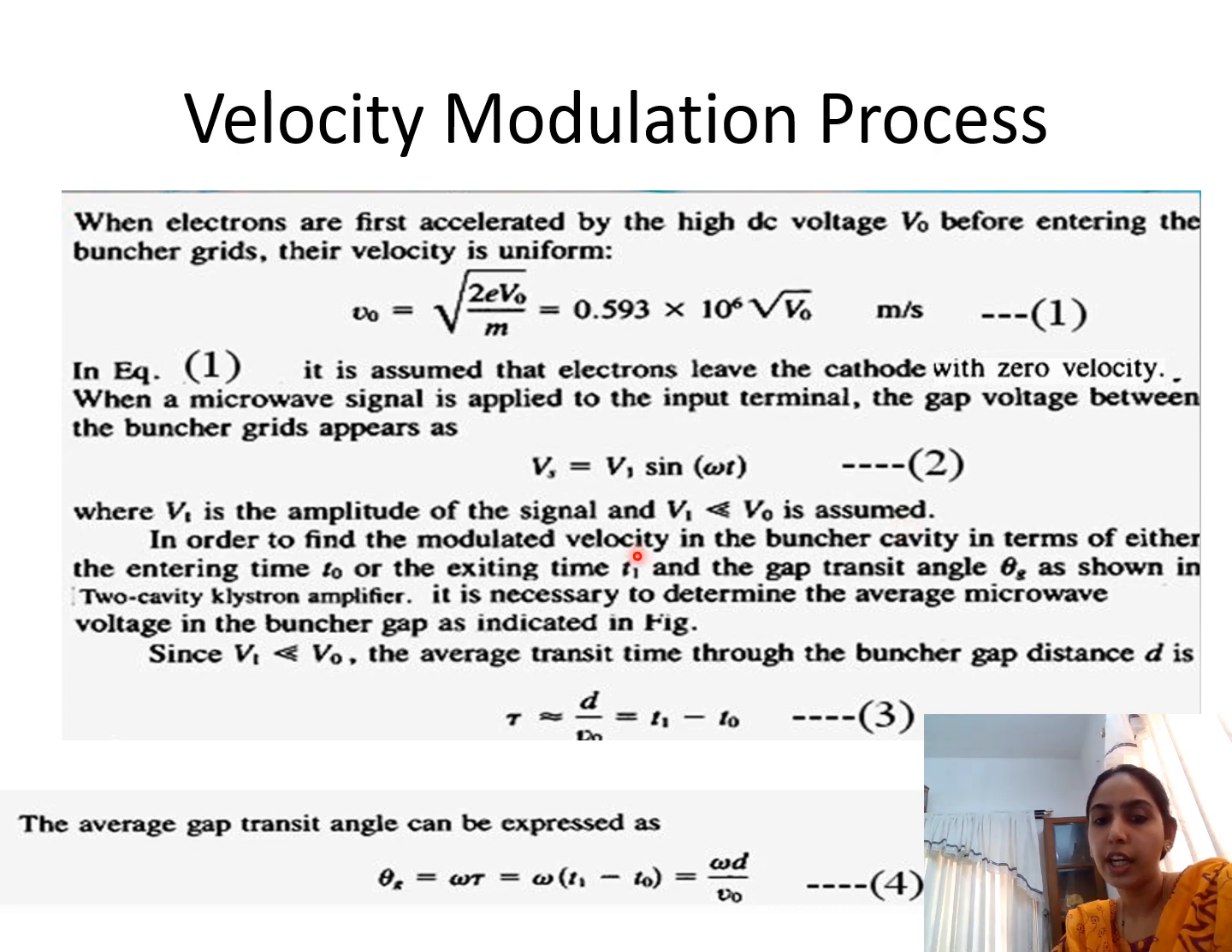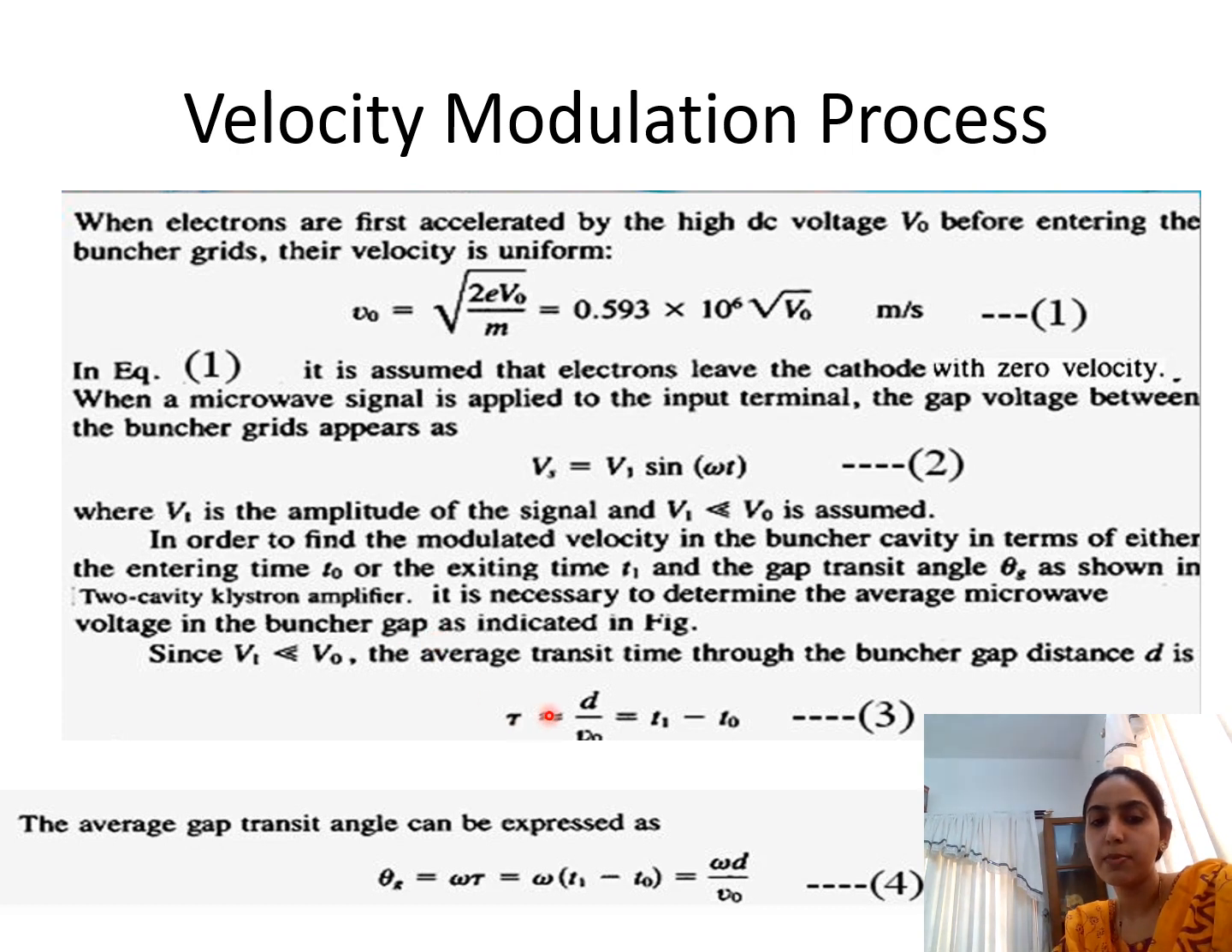Now we have to find the modulated velocity. We know that the electrons are subjected to velocity modulation inside the buncher cavity. So we have to find the modulated velocity in the buncher cavity in terms of either the entering time t0 or exit time t1 and the gap transit angle theta g. So we have to determine the average microwave voltage in the buncher gap.